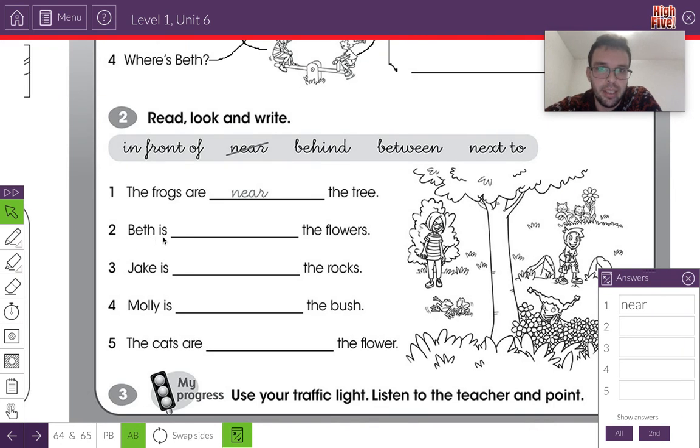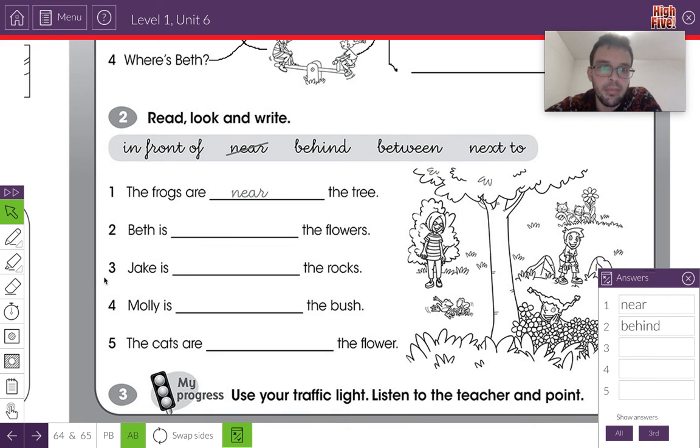Let's try number 2. Beth is the flowers. Okay, so that's here. Here's Beth. Beth is in front of the flowers. Beth is behind the flowers. Beth is between the flowers, or Beth is next to the flowers. Which one is correct? Do you remember? Beth is behind the flowers. Okay, so here we have to write behind the flowers.